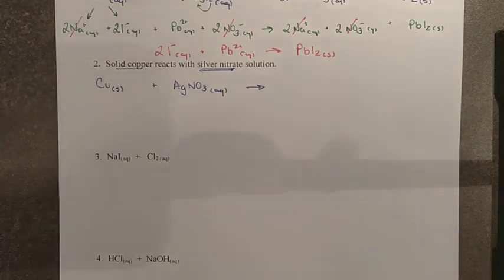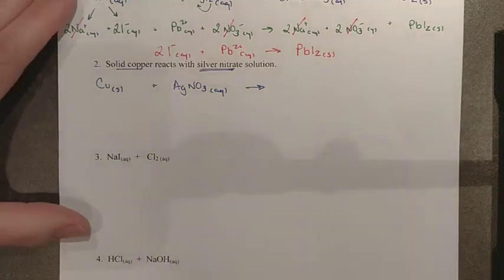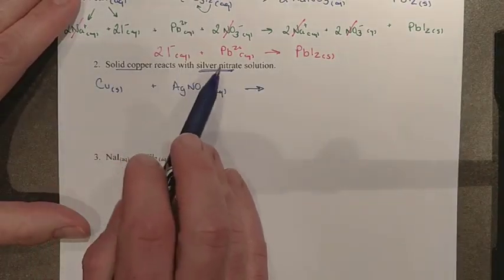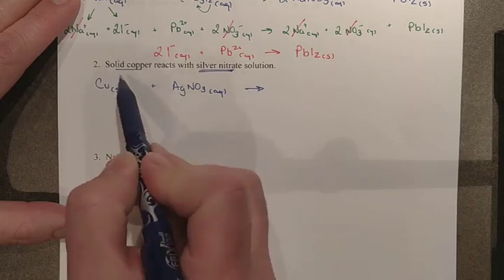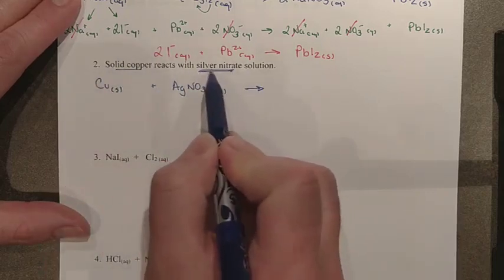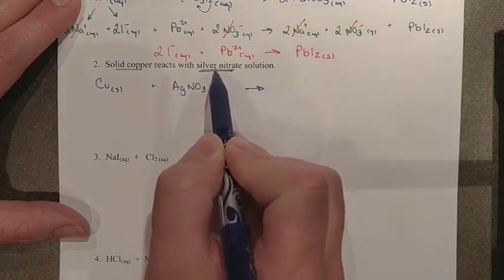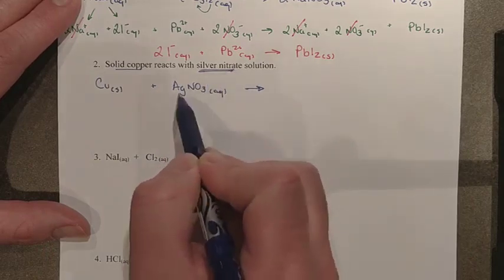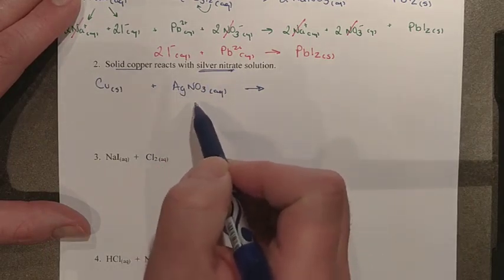Okay, let's see if we can go through these ones a little bit quicker so it doesn't take one video per example. Here we have solid copper reacting with silver nitrate solution. Copper is elemental and we're told it's solid. Silver and nitrate are both single positive and negative charges, so they go together in a 1-to-1 ratio.